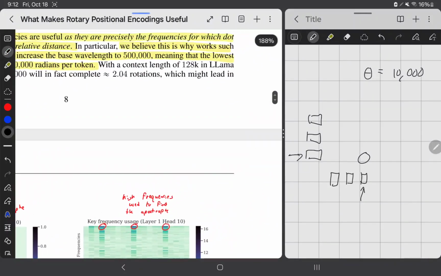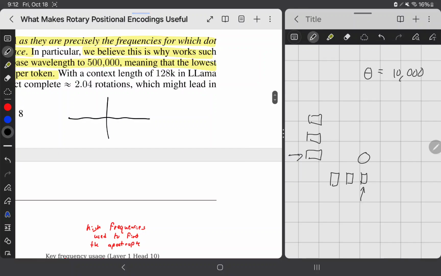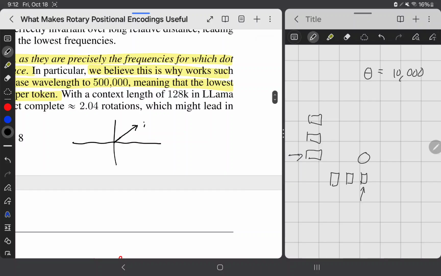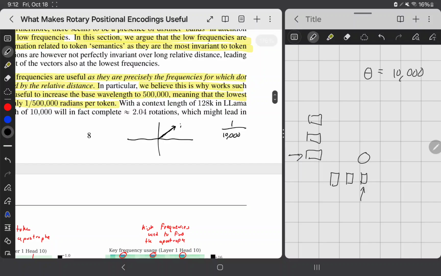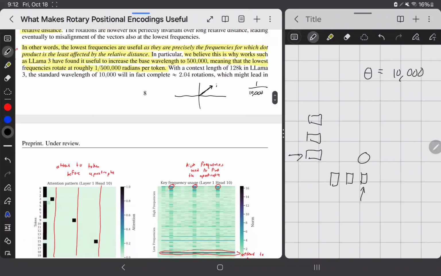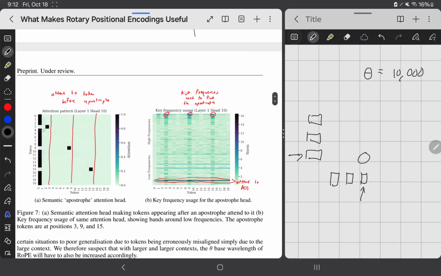So if we look at a low frequency vector, or a low frequency rotation, say I have vector i, and I rotate it by 1/10,000 radians. Then vector i is basically just vector i again. It doesn't move at all, so it's very, very slow at moving. Since it's so slow, you basically don't use positions at all in these low frequency cases. You basically only have the semantics of the token because it doesn't rotate much.